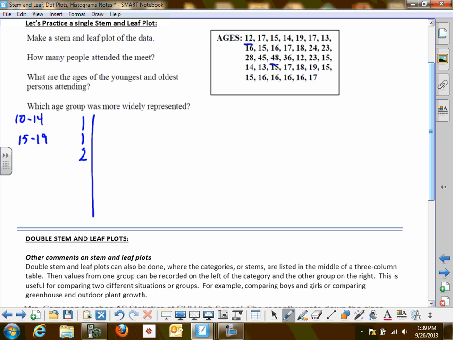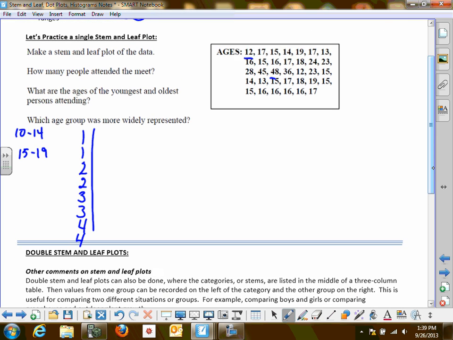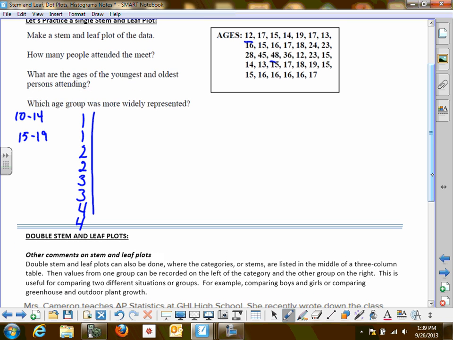20 to 24, 25 to 29, 30 to 34, 35 to 39, 40 to 44, 45 to 49. Good. Now let's put in our steps, our leaves. Okay, we do go from least to greatest, so what's the first leaf? A 2. I'm pretty sure there's 2 2s because there's 2 12s. Remember to give each number the equal amount of space.